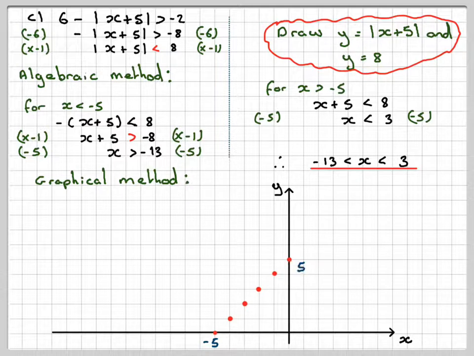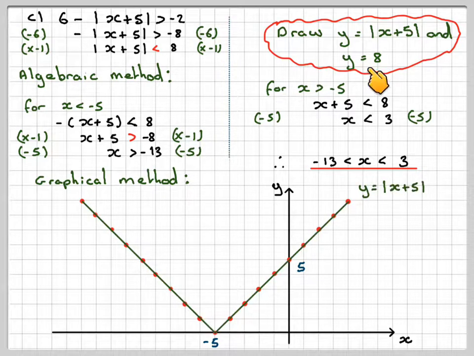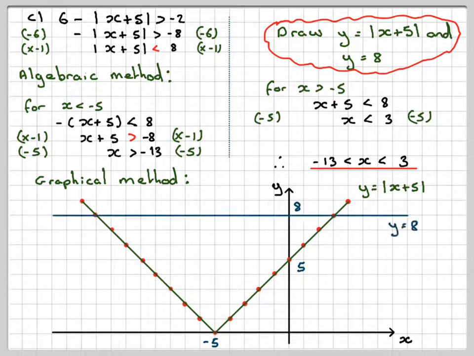This point will be 5. Okay, and then going backwards, if that continues down, that gets reflected up, and the pattern goes backward like that. So we get that V shape. Draw on the graph y is equal to 8, so that's going to be there. Draw a nice straight line. We're interested in the points of intersection, which is going to be there. That gives me -13, and there, which is 3.